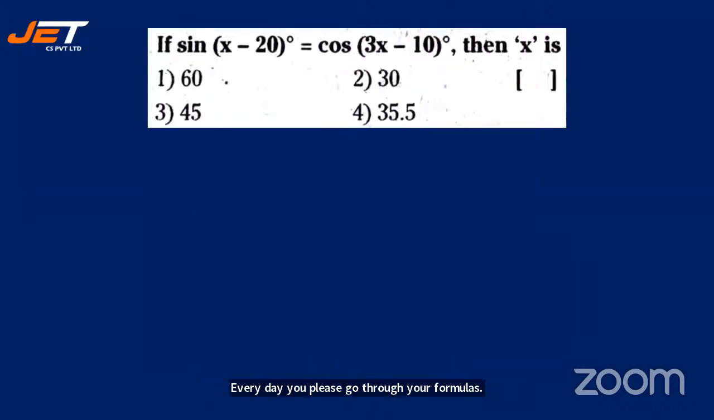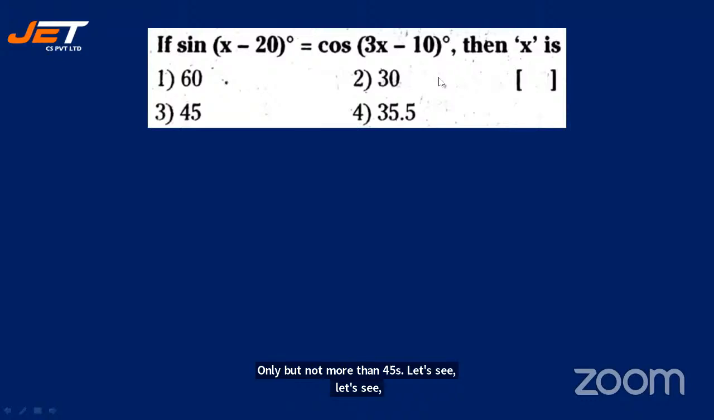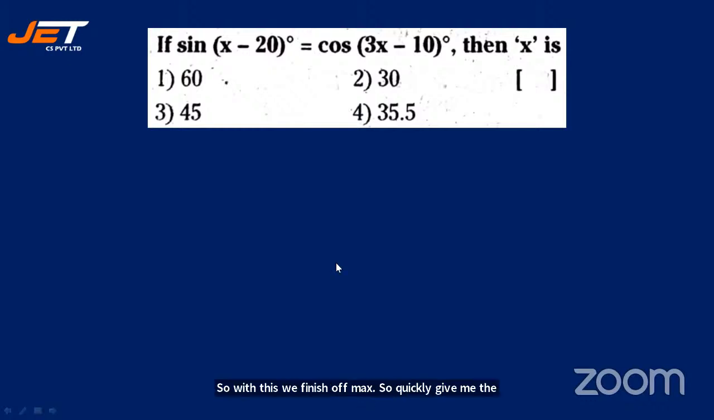If sine of (x minus 20 degrees) is equal to cos of (3x minus 10 degrees), then what is the value of x? Very simple. I'm sure many of you must be giving me the answers now. Let's see. Okay, I'm giving you 45 seconds. I know it does take time, but not more than 45 seconds. Let's see. Answers are coming. Yes. All right. So with this, we'll finish off maths. So quickly give me the answer because Avanti ma'am is waiting for you all.